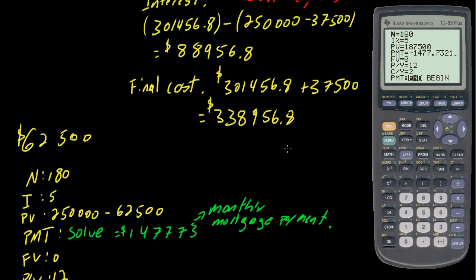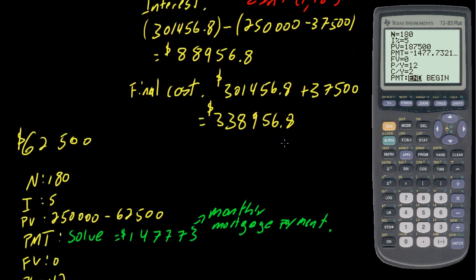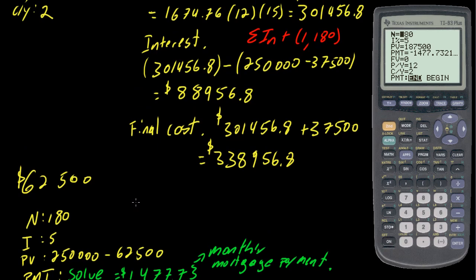So let's just compare it real quick. Up here, it was $1,674. This one is $1,477. So a cool $200 saved per month just by, well, not doubling your down payment, but significantly increasing it at least, let's say.